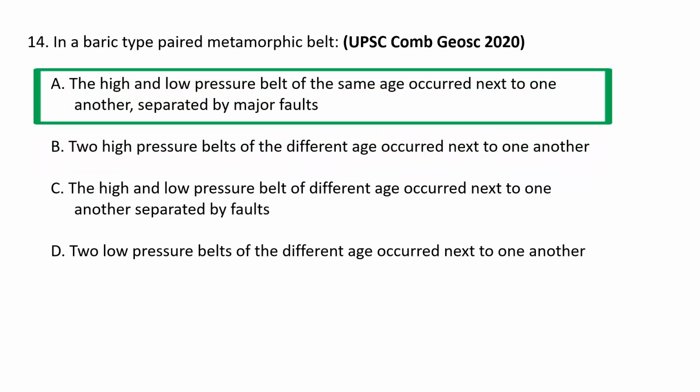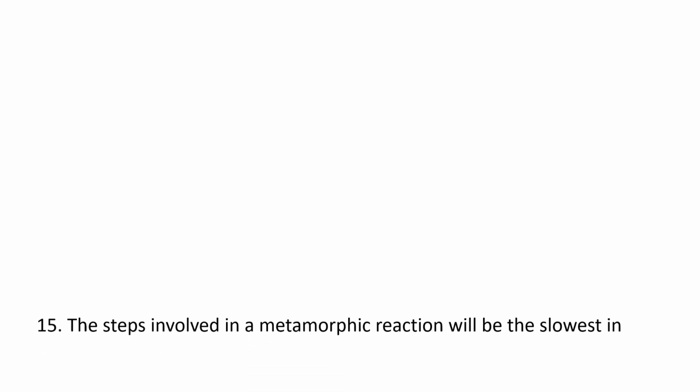In a paired metamorphic belt, the high and low pressure belt of the same age, they occur next to one another, which are separated by major faults. A is the correct option. Next question.